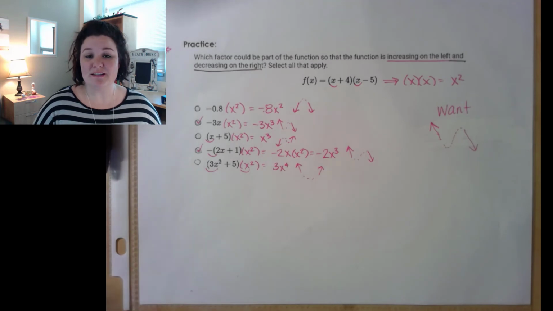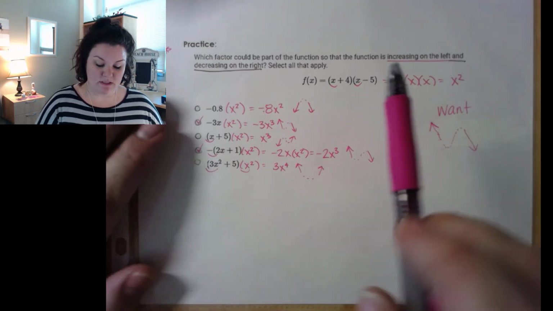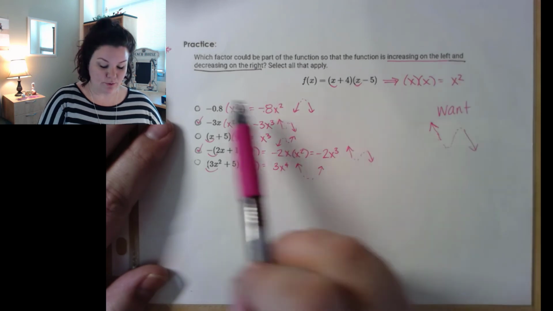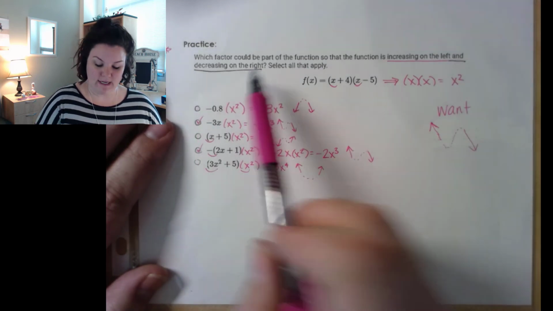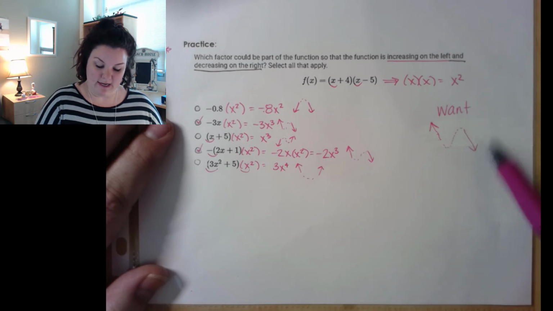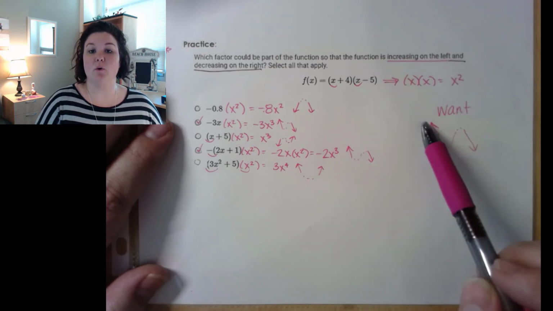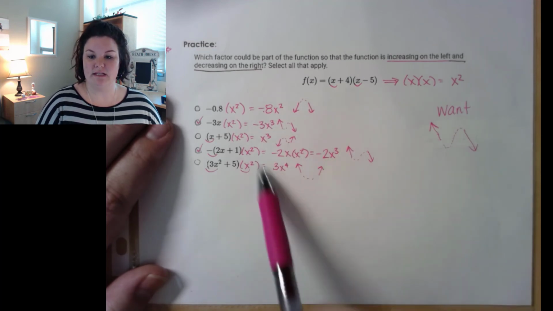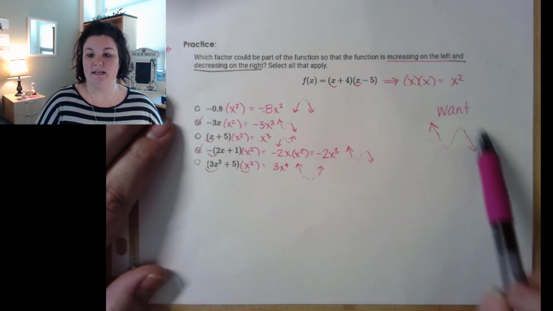All right, so when we go over these practice problems, notice for this one specifically, we want increasing on the left and decreasing on the right. That means our right side is going down, right? And increasing on the left means our left side is going up. Okay, so what I'm going to do is just figure out all the shapes for each of these and then see if it matches what it is that I want.